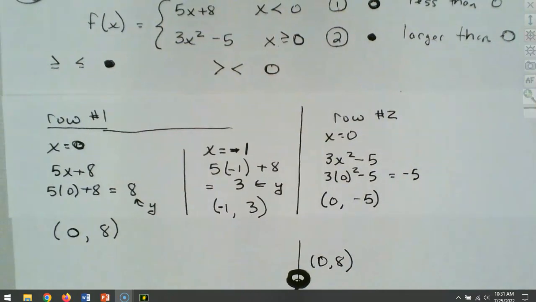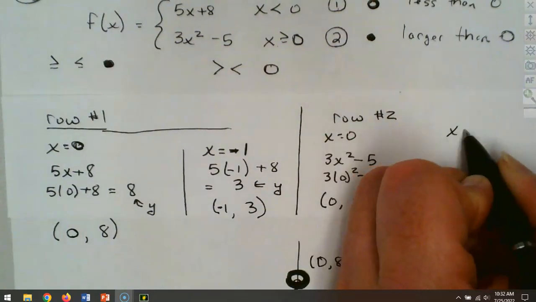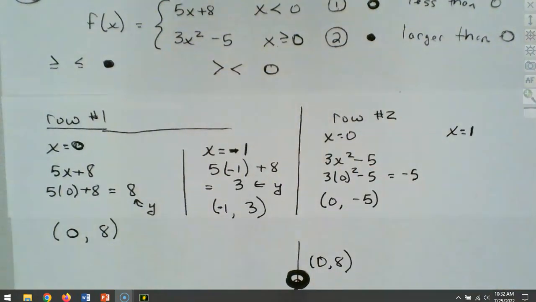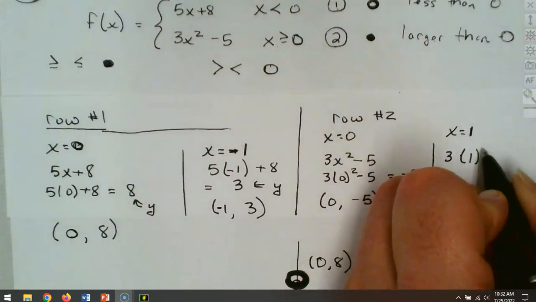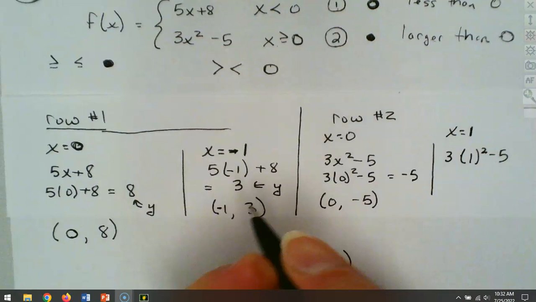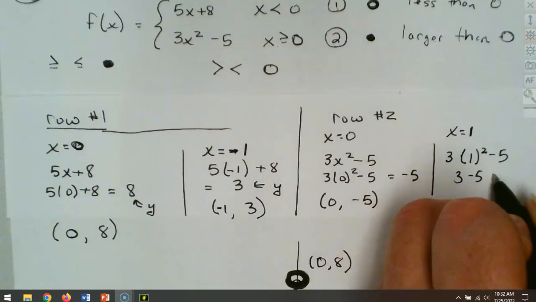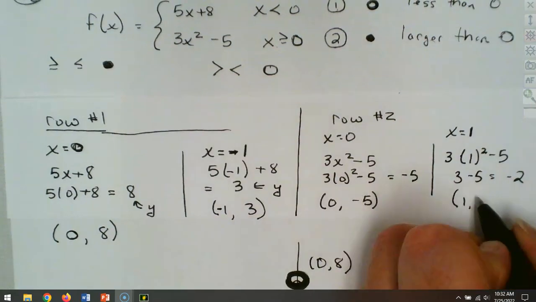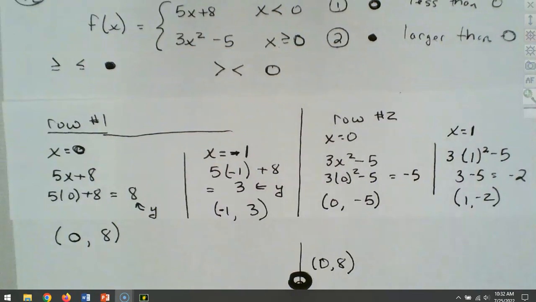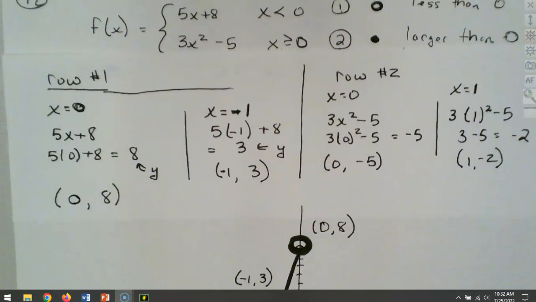So there's that piece. Now, what about that second row? What values of x does it need? Well, according to our condition, it needs numbers bigger than 0, right? So let's pick the next number larger than 0. How about we pick 1? And if I pick 1, that's going to then give you 3 times 1 squared minus 5, and that's 3 minus 5, which is then a minus 2. As an ordered pair, that would be (1, -2). So now we have our 2 points.